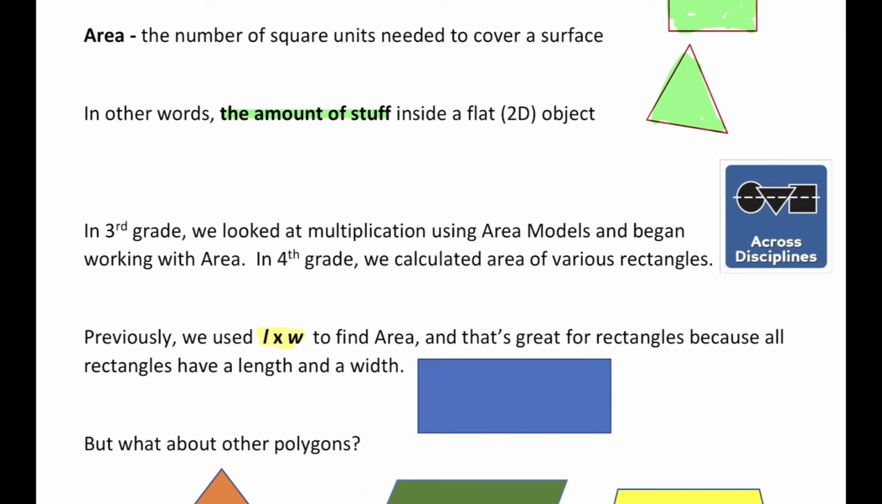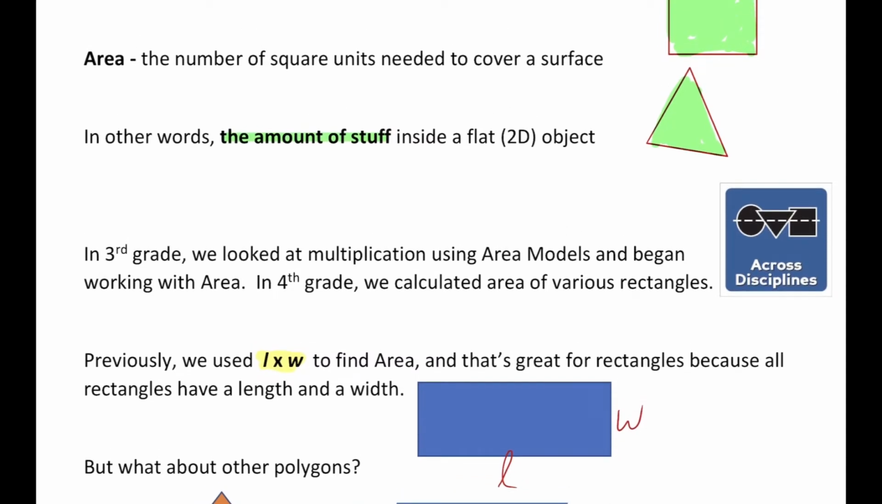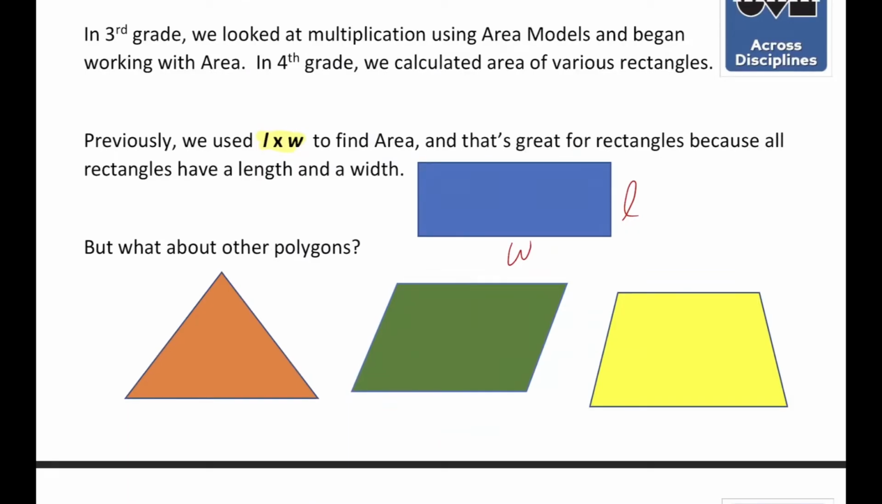And that works for all rectangles because all rectangles have a length and a width. We could call this the length and we could call this the width. Or, because my rectangle is the same if I rotate it 90 degrees, I could call this the length and this the width. And it's going to be the same because 3 times 4 and 4 times 3 give me the same product. I'll have the same area for all rectangles. So that was good for third and fourth grade.